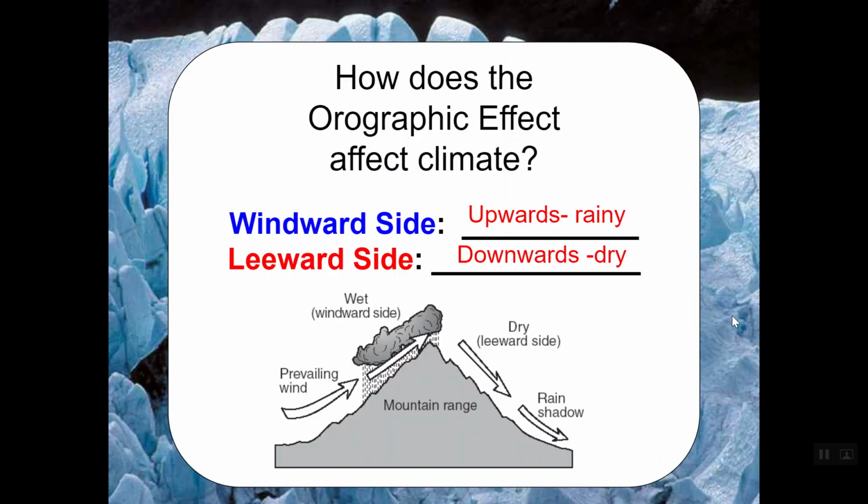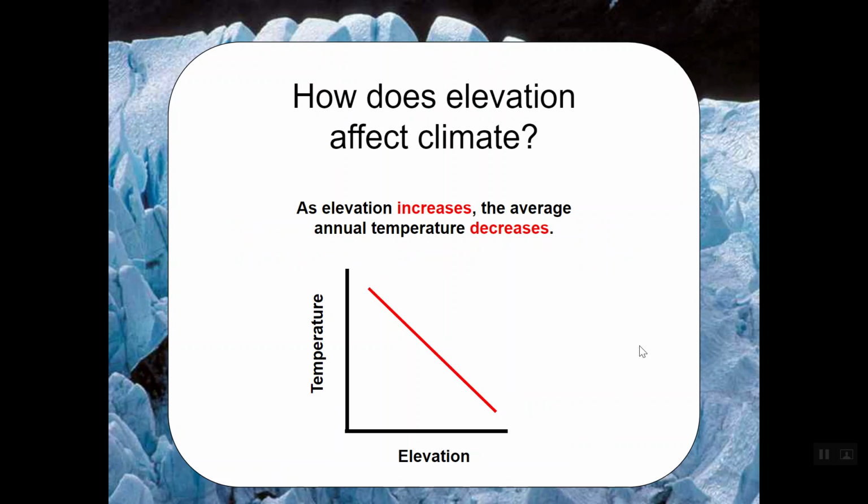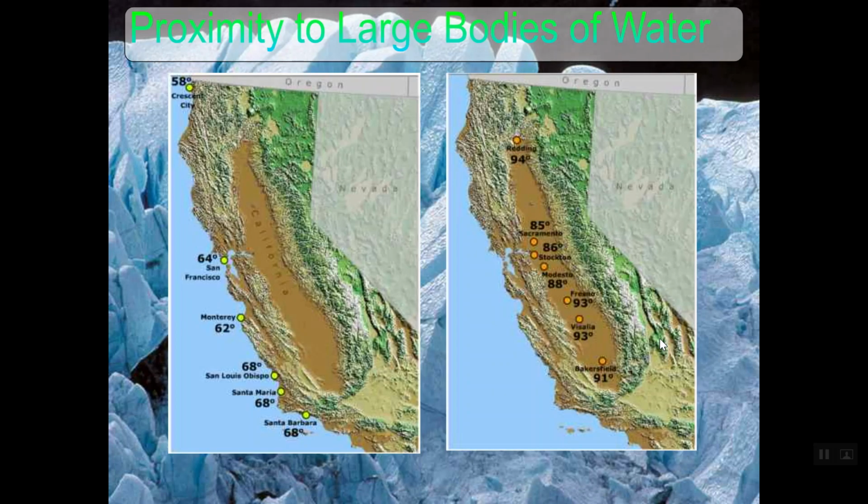How does the orographic effect affect climate? The windward side has winds going upwards and is rainy. On the leeward side, the winds are going downwards, and that is a dry side. How does elevation affect climate? Oh, we already did that one.